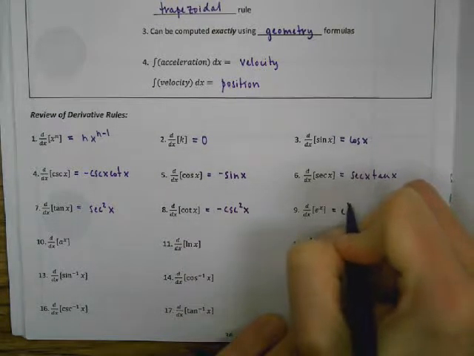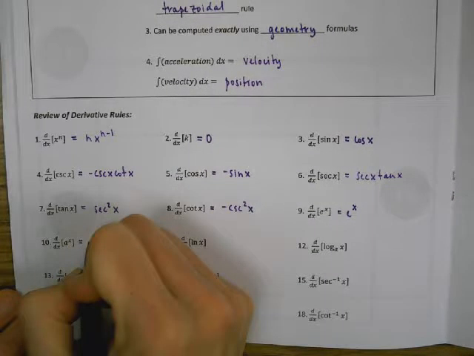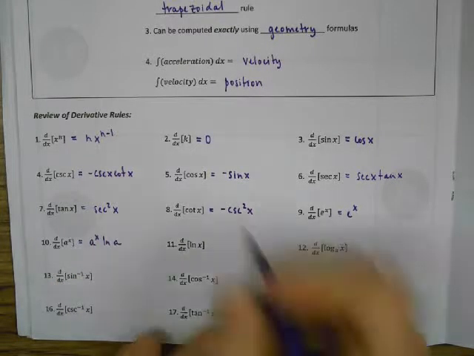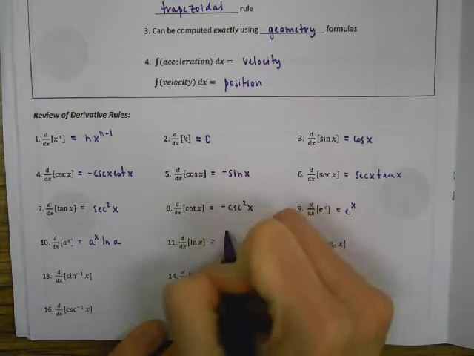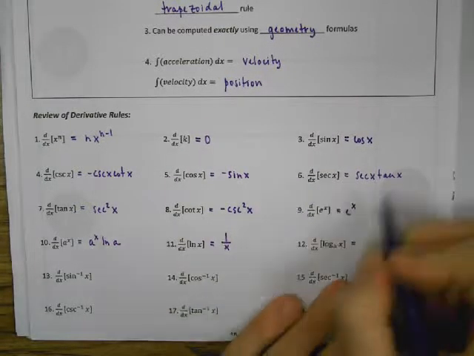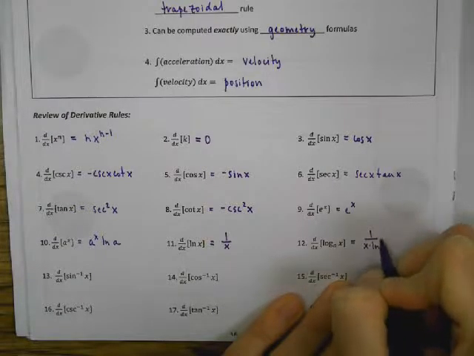Derivative of e to the x is e to the x. Derivative of a to the x is a to the x times the natural log of a. Derivative of natural log of x is 1 over x. Log base a of x is 1 over x times the natural log of a.